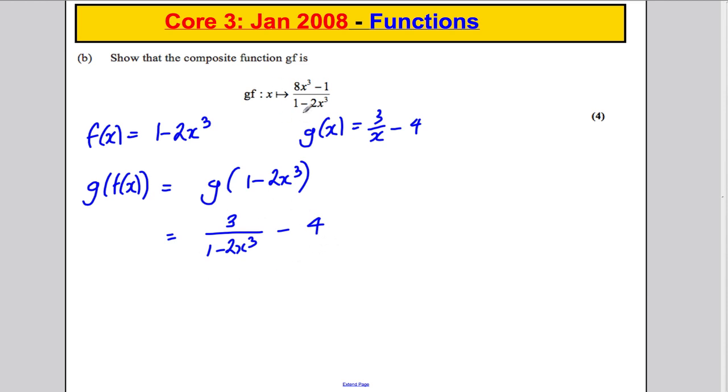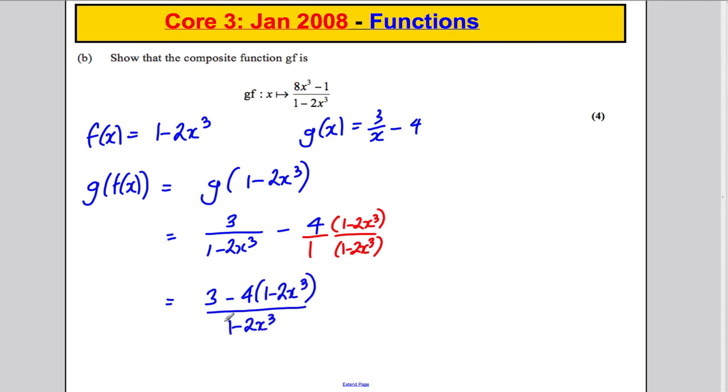Now, they want us to tidy this up. This here is really a fraction but over 1. If we want to subtract fractions, the denominators have to be the same. So multiply top and bottom by 1 subtract 2x cubed. And therefore we'd be able to tidy this up. It would be 3 subtract 4 times 1 minus 2x cubed, all divided by 1 minus 2x cubed.